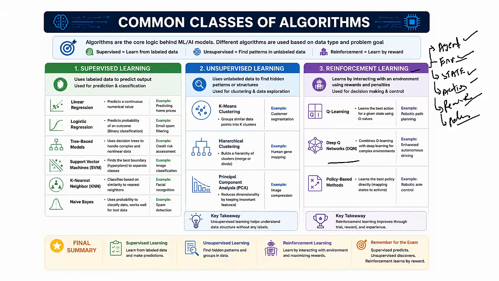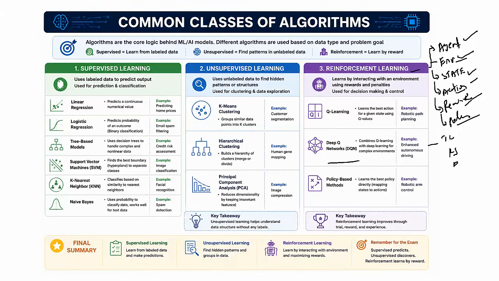So DQN uses a neural network to estimate the best action. Let's take the example of the self-driving car. A self-driving car can consider traffic lights, road signs, pedestrians, vehicle speeds. So there are too many combinations, and that is what we use. DQN uses deep learning to decide when to brake, when to slow down, when to accelerate. That's what we have. Okay.